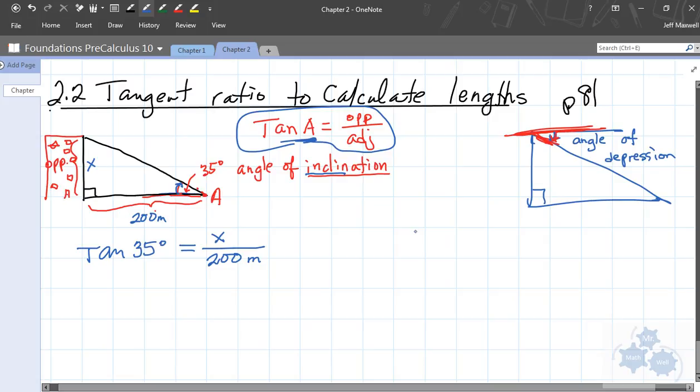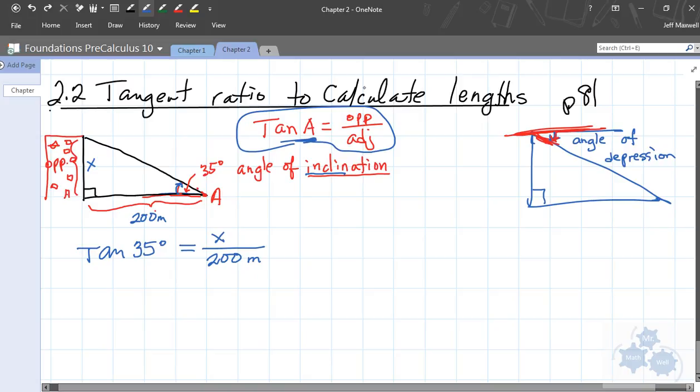Okay, that's your first step. You just take the tangent equation and fill in all the appropriate values. So our angle is 35. Our opposite side is unknown. The adjacent side is 200. You just plug them right in. Easy.